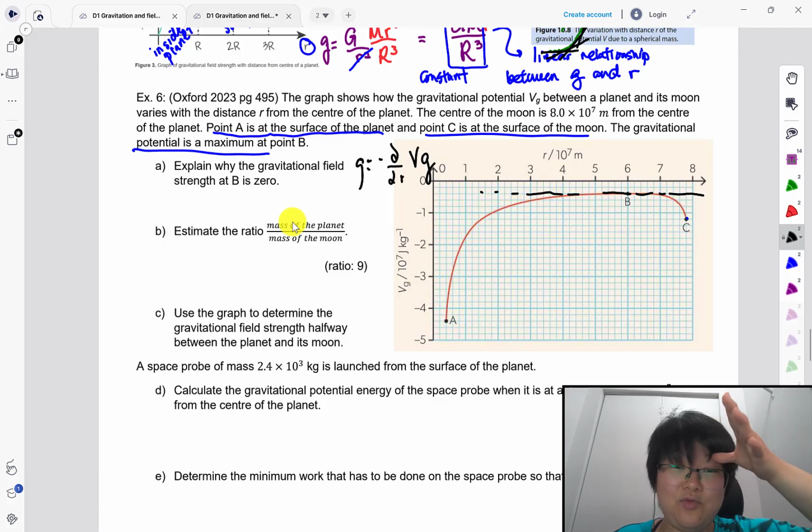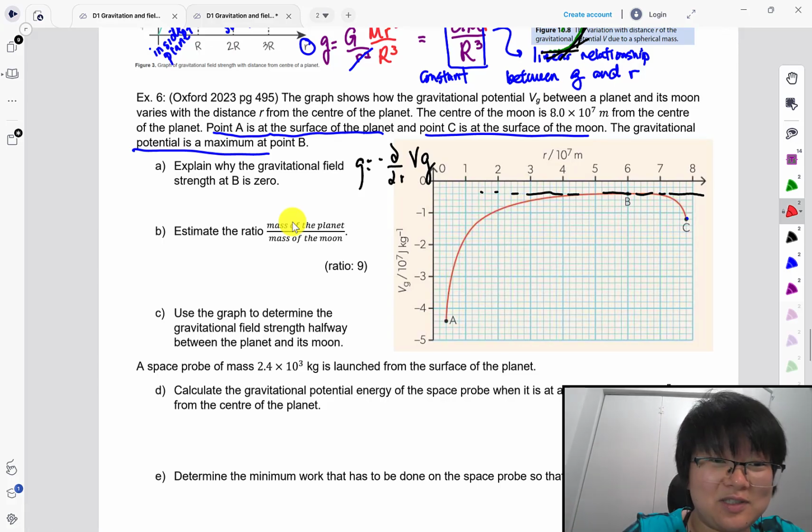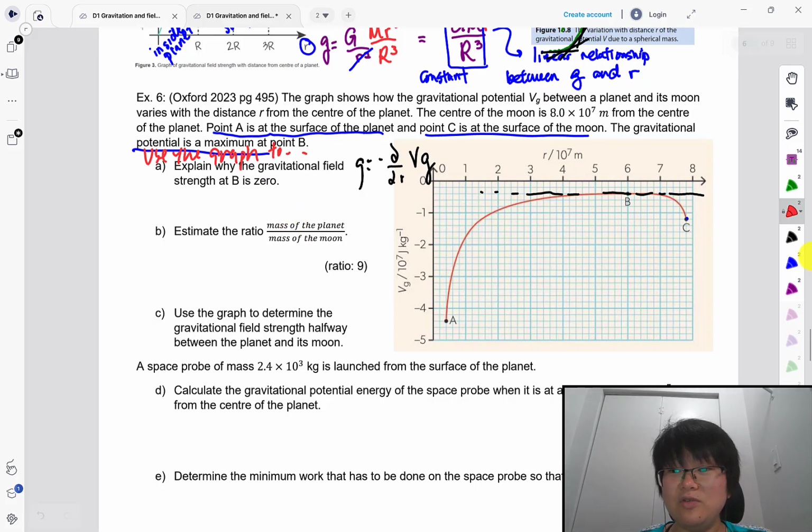And by the way, you really need to pay attention to questions that say to use the graph to do this. IB questions like to state it that way. So you need to really talk about the graph. I'm lazy, so I'm just going to write this down. You can do that yourself too.